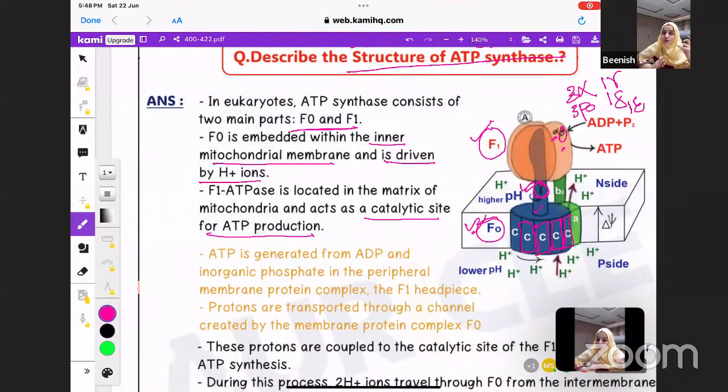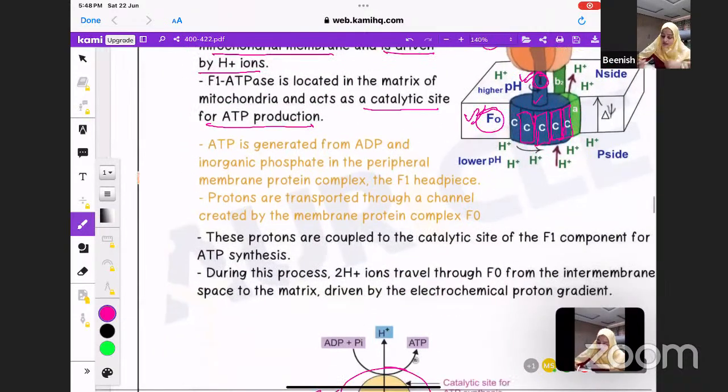That is the unit which is going to rotate. The beta subunit acts as the catalytic site. It is involved in ATP synthesis. I'll just talk about that. And also your gamma subunit is connecting F0 and F1.